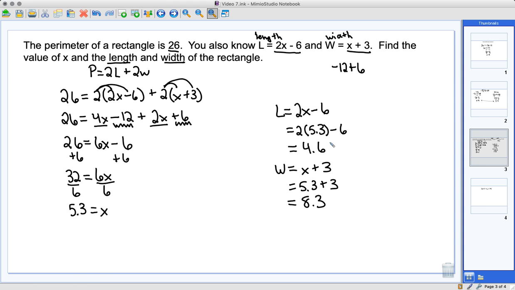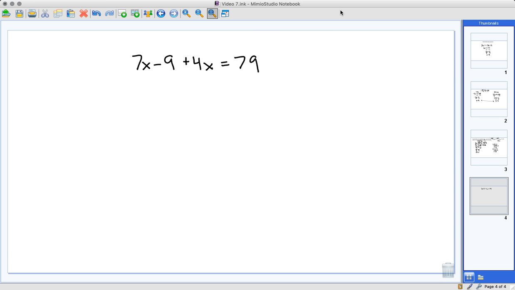It is okay for your length and your width, like usually we associate length to be longer, that's not always the case. It just depends on how your picture is labeled or how your rectangle is labeled. Decimals are also an okay answer. We're in math class, decimals are good. All right, so we're going to do the same thing on the next one. I want you to write it down in your paper and I want you to solve it. Again, I'm going to be looking for it tomorrow in class, in your notebooks, because we're going to talk about it.